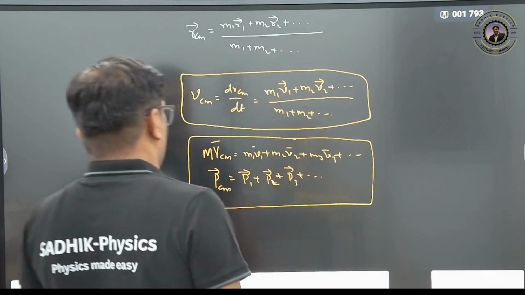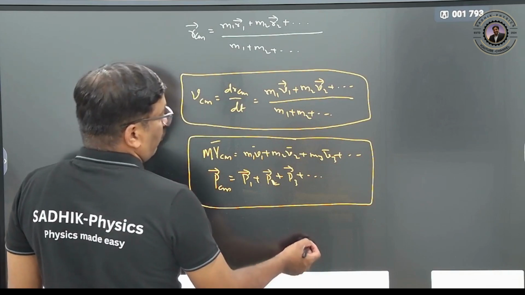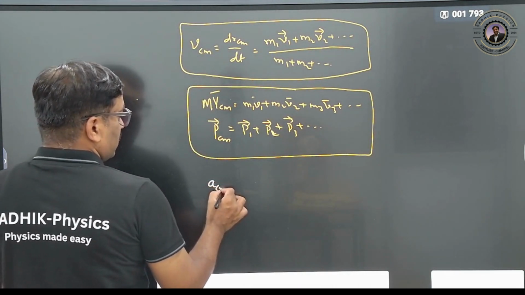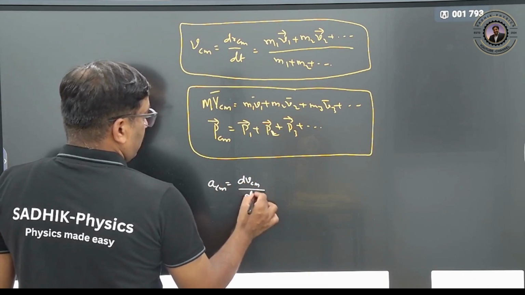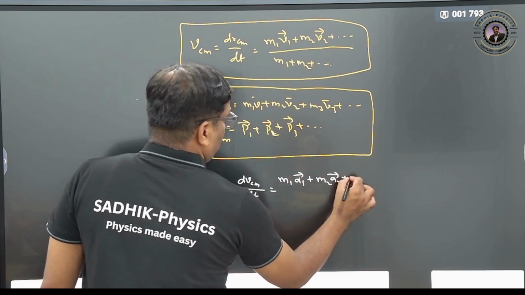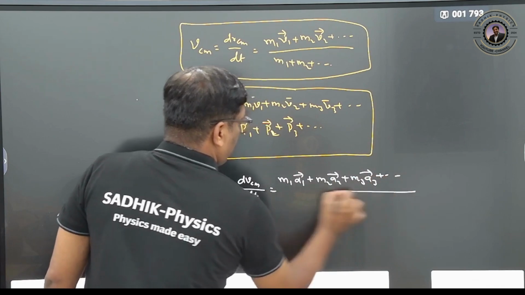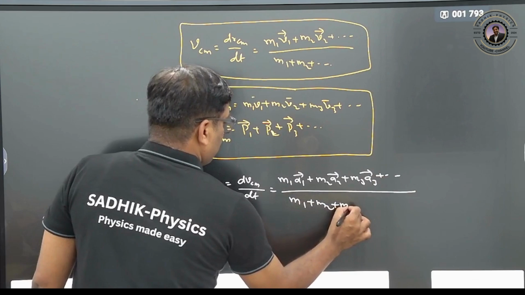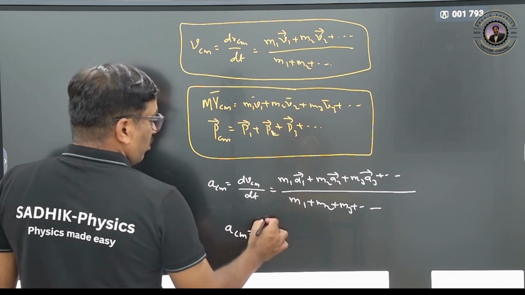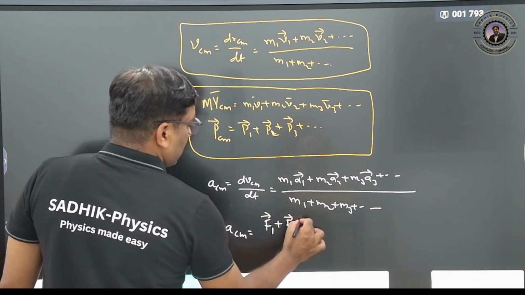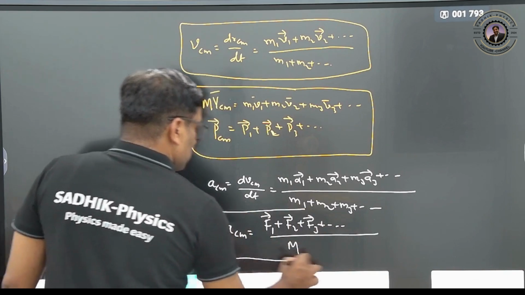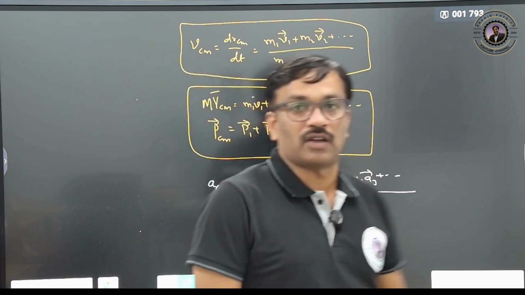Similarly, we can calculate the total force. For that we need acceleration, so again differentiate. The acceleration of the center of mass, dv_cm by dt, is (m1 a1 vector plus m2 a2 vector plus m3 a3 vector, and so on) divided by (m1 plus m2 plus m3, and so on). Clear? So we can rewrite it as acceleration of the center of mass equal to the force acting on the first particle plus the force on the second particle plus the force on the third particle, that is the total force, divided by the total mass. In this way we can calculate the acceleration of the center of mass.